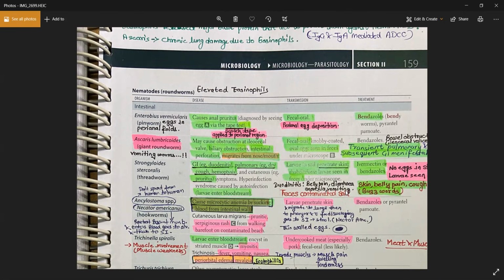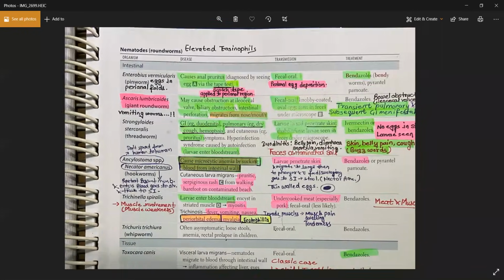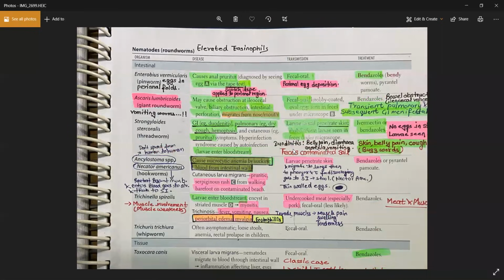Okay, and for every nematode that is listed from here to here, you will use albendazole or mebendazole, or any bendazole drug. Okay, so very easy to remember the name of the drugs that you use for the treatment.